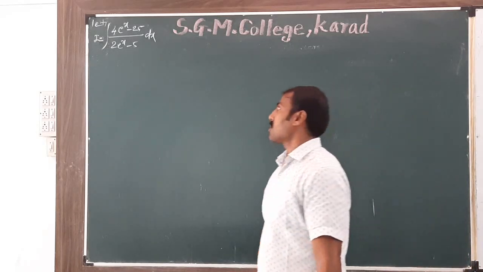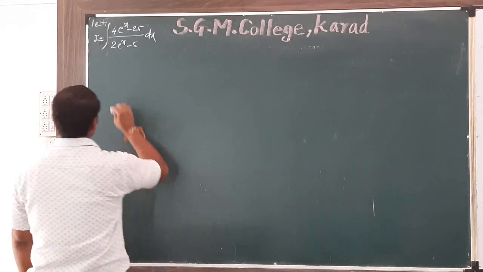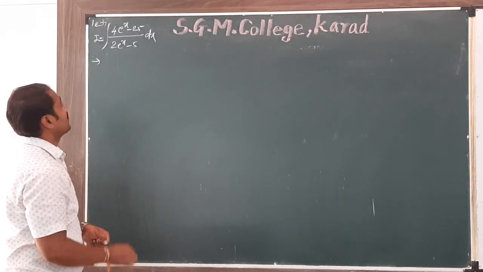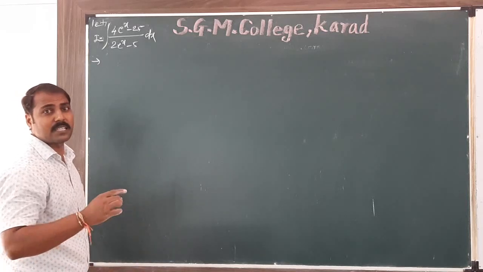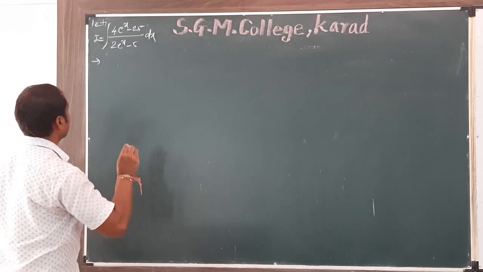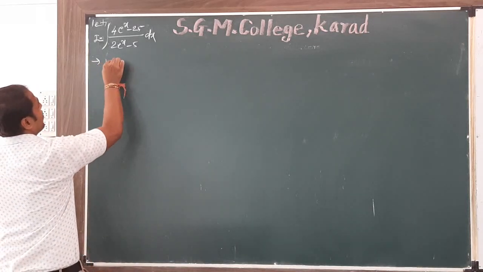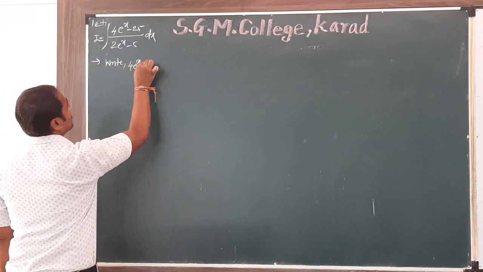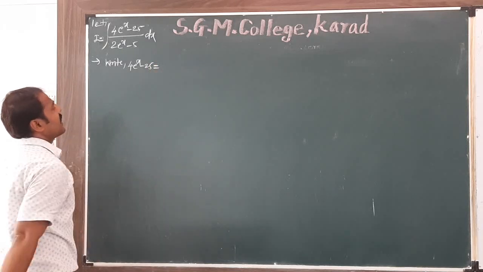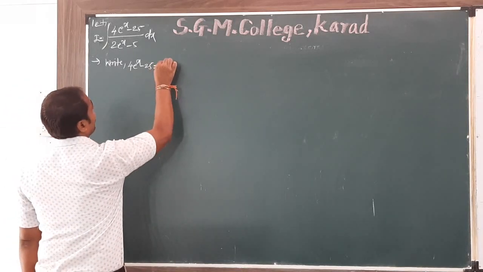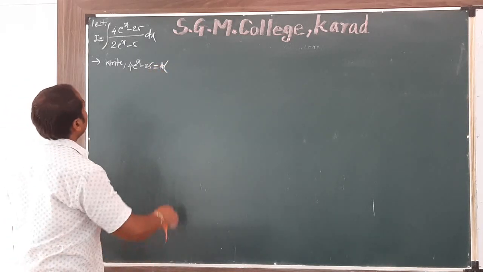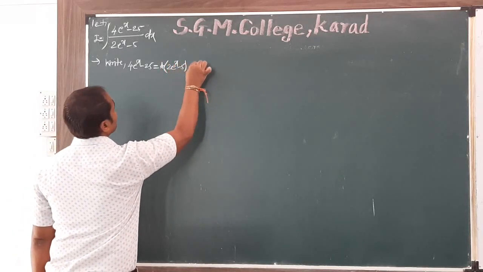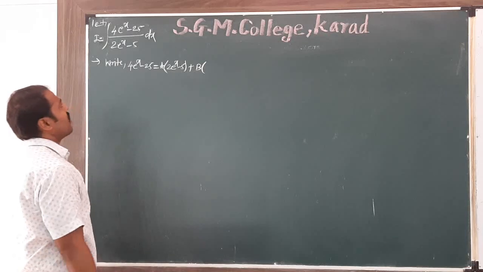Okay, let's solve this example. The steps of this type of integration are the same as in the previous examples. First, write the numerator. Here the numerator is 4 e raised to x minus 25 equals A into the denominator, where capital A and B are constants. A into 2 e raised to x minus 5, plus B into the derivative of the denominator.